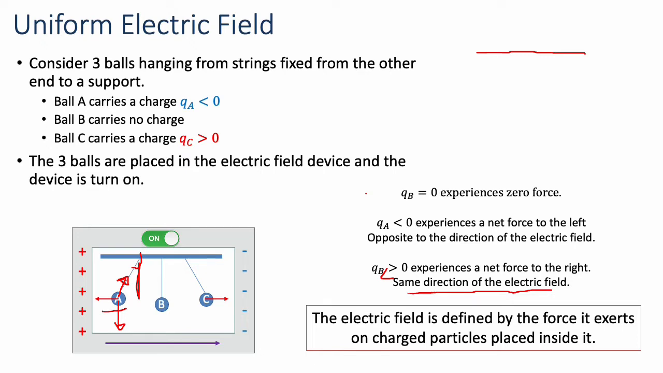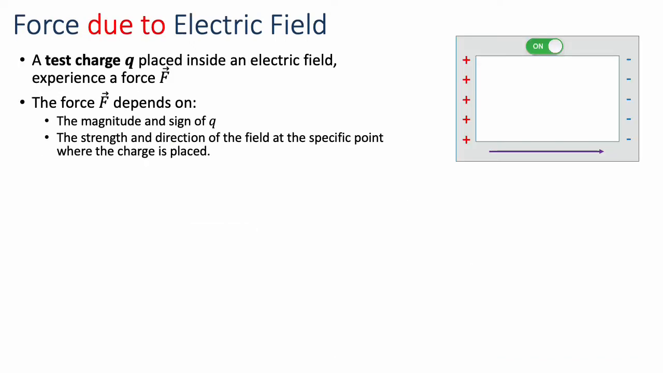I can measure them. From the angle here, if I measure the angle and I know the mass of A, I can calculate the force exerted on A, pulling it to the right or to the left. Same thing for C. So I can measure these forces. So from the force, I can define the electric field. So how can I do that?